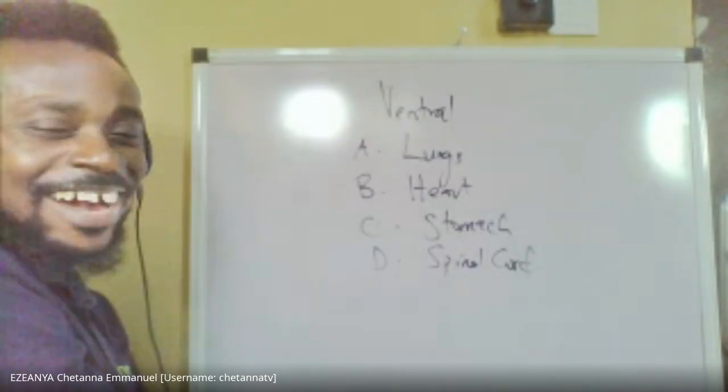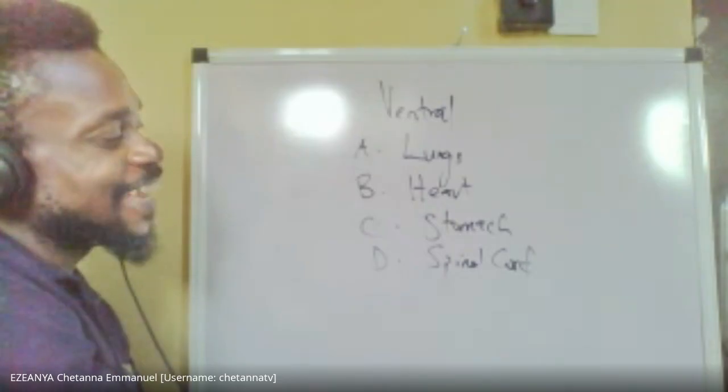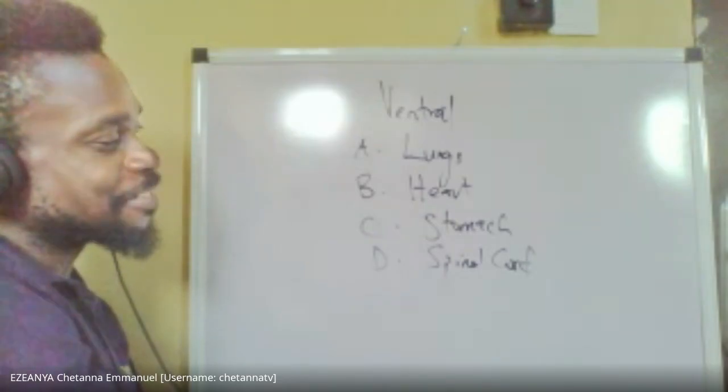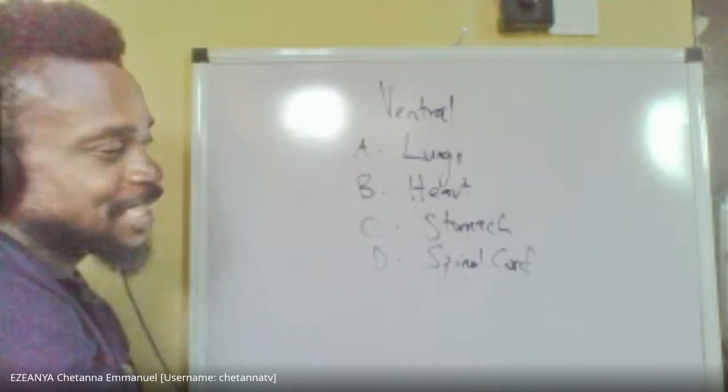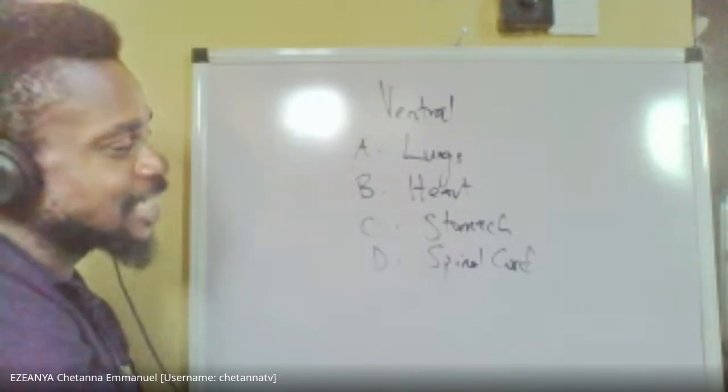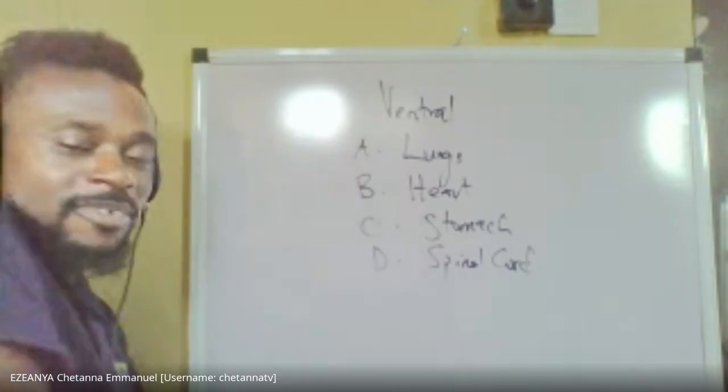Why do you say so? Because in a skeleton, we have the ventral and the dorsal. The ventral has to do with the front, while the dorsal has to do with the back. Good. So the answer is what? Spinal cord. In the ventral part of the body cavity, lungs, heart, and stomach are present.